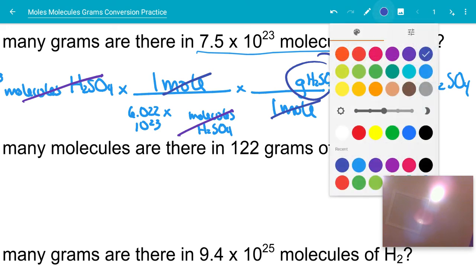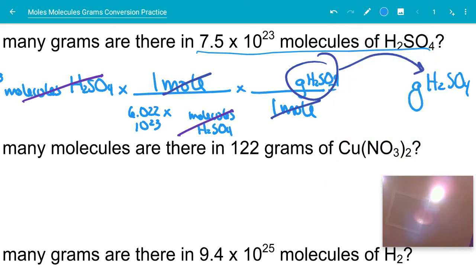So now I need to figure out how many grams there are in 1 mole of H2SO4. That's where I go to my periodic table, and I'm trying to show it to my camera. There we go. Go to the periodic table.